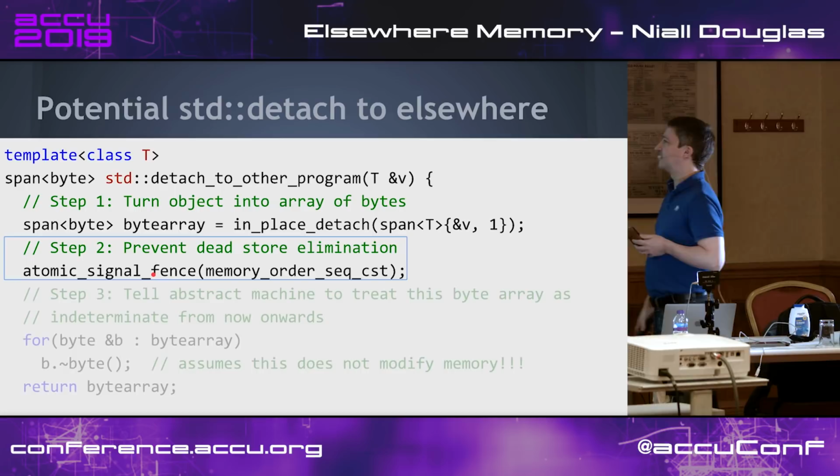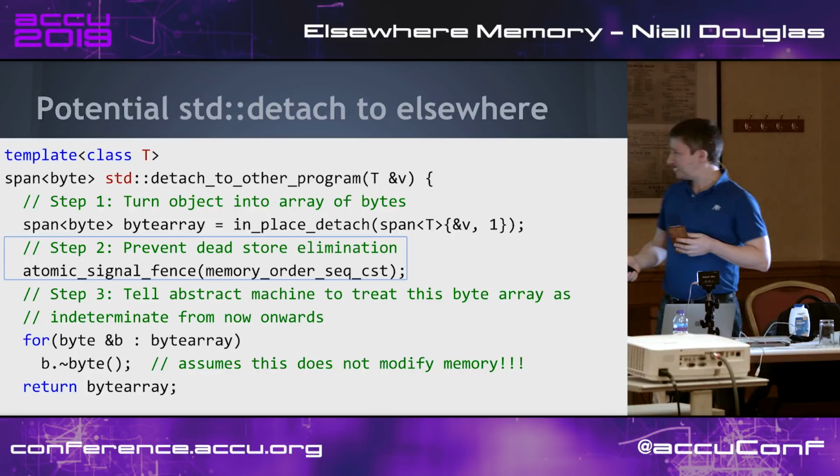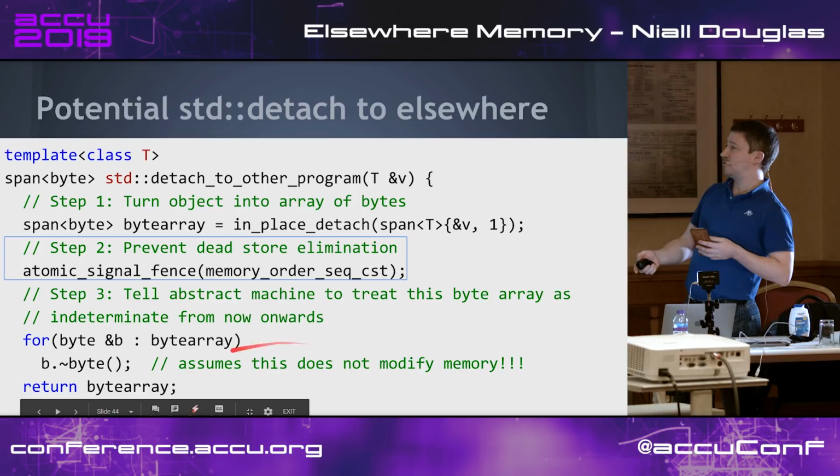After you've made sure that all of the bytes have been written, you now must tell the abstract machine that the bytes are now indeterminate, because if you don't do that, you're breaking the abstract machine's assumptions about values. So weirdly, did anyone know that you can call a destructor of a byte?